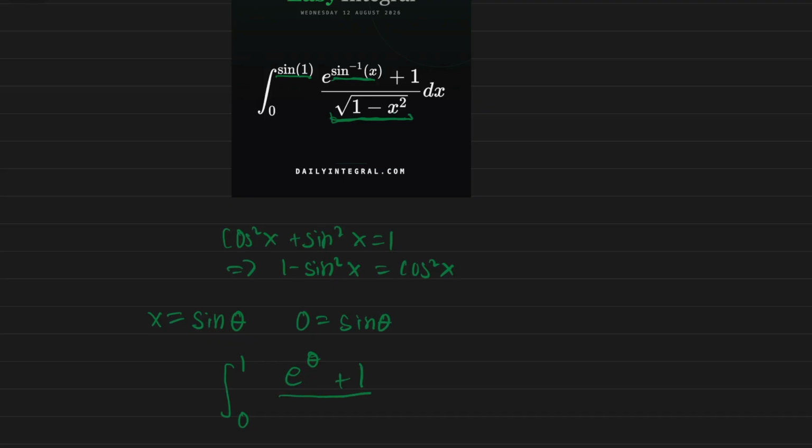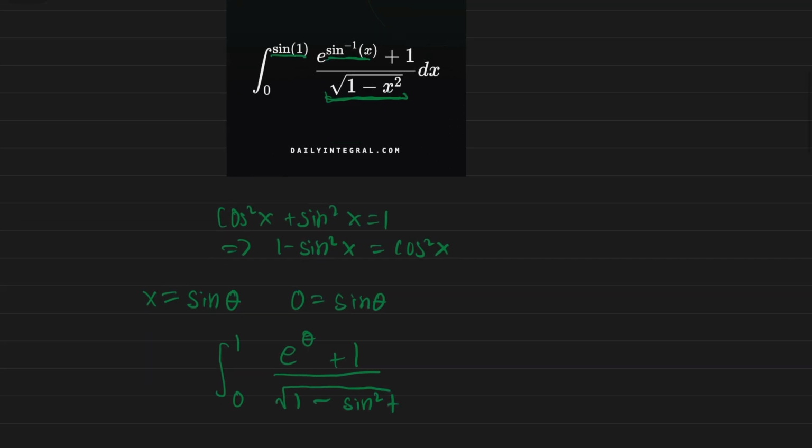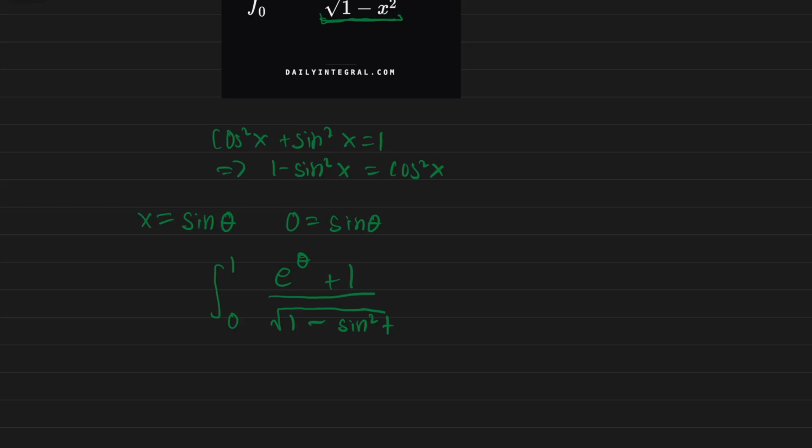We have plus 1 over root 1 minus x squared. So we have root 1 minus sine squared x equals cosine squared x. So root 1 minus sine squared theta, and then of course we need to find our dx. What is the derivative of sine theta? That's cosine theta d theta. So we have, this should be a theta.